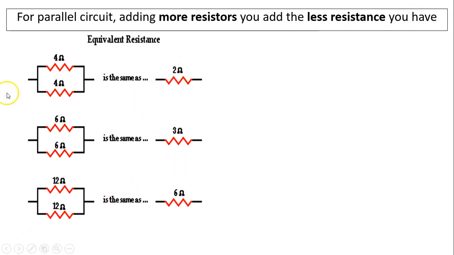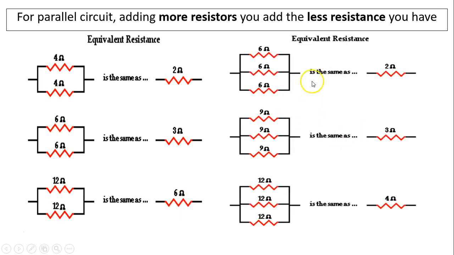So the more you add, the less you have. 6 and 6, your total resistance becomes 3. 12 and 12, your total resistance becomes 6. Okay, equivalent resistance: if you keep adding, instead of 2 6s, you have 3 6s, then your total resistance is even less. So the more resistors you have, the less resistance you have.